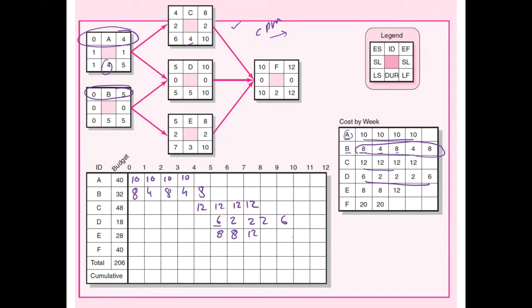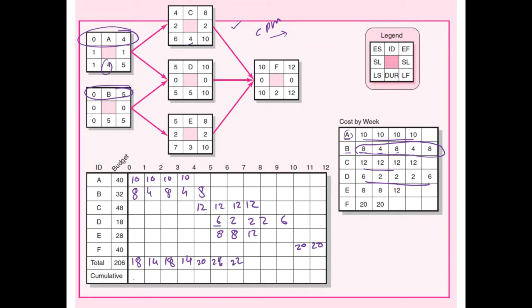And the last activity is activity F, which... right. So this is the total cost breakdown: 18, 14 for week 2, 18 for week 3, 14 for this week, and 20, 26, 22.